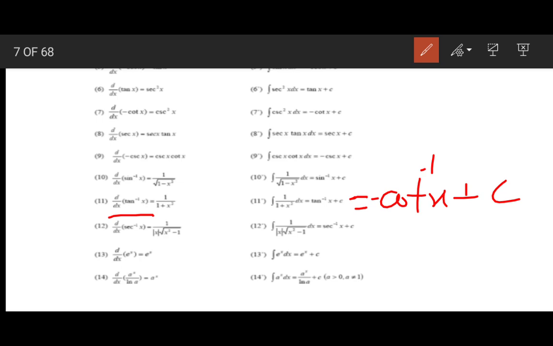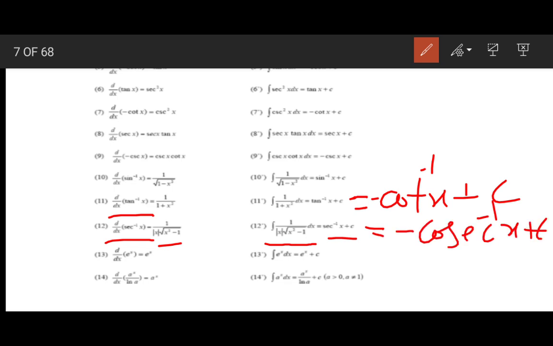Then the derivative of sec inverse x is 1 upon x into root of x square minus 1, and the derivative of cosec inverse x is minus 1 upon x into under root of x square minus 1. Hence the integral of 1 upon x into under root of x square minus 1 is equal to sec inverse x plus c, or equal to minus cosec inverse x plus c.